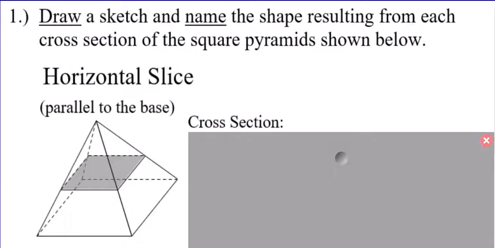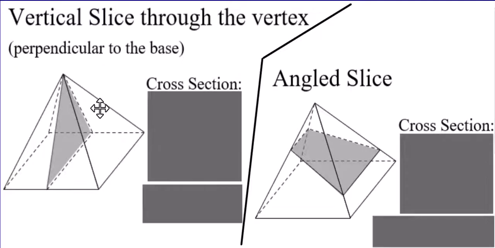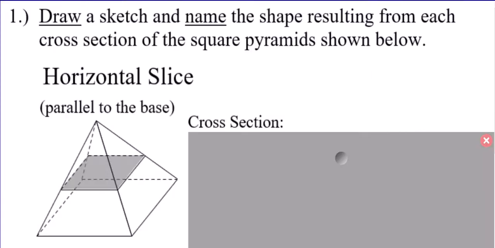Okay, let's turn to the next page. Pencils in your hand. We're going to draw a sketch and name the shape. So this is kind of two parts of the directions here. We're going to draw a quick little sketch, and we're going to name the shape resulting from each cross section of the square pyramids that are shown below. Now, on my screen here, you can only see one of the pyramids and one of the slices, but you guys on your paper also have the vertical slice, perpendicular to the base, and the angled slice. So let's take a look at this.